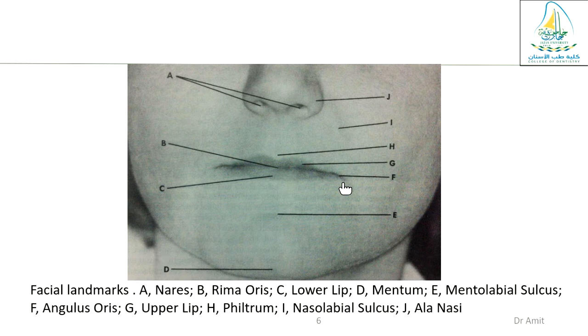F is angulus oris, that is the corner of the mouth. G is the upper lip. H is the philtrum. Now what is philtrum? It is a depression present on the center or the midline of the upper lip, that is known as the philtrum. I is the nasolabial sulcus, the sulcus which is extending from the nose towards the labial side, so it is known as the nasolabial sulcus. And the last one is the ala nasi, or the ala of the nose. So these are the names of the extraoral structures which we should be knowing.